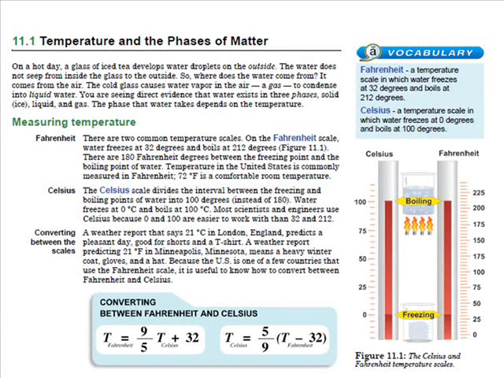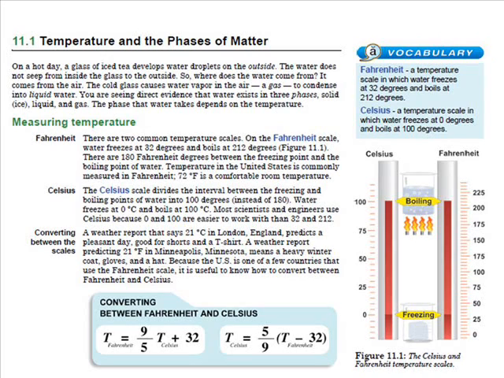Chapter 11. Temperature and Phases of Matter. On a hot day, a glass of iced tea develops water droplets on the outside. The water does not seep from inside the glass to the outside. So where does the water come from? It comes from the air. The cold glass causes water in the air, a gas, to condense into liquid water. You are seeing direct evidence that water exists in three phases: solid (ice), liquid, and gas. The phase that water takes depends on the temperature.